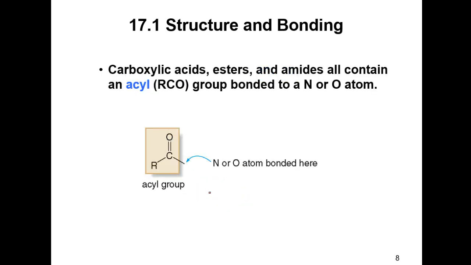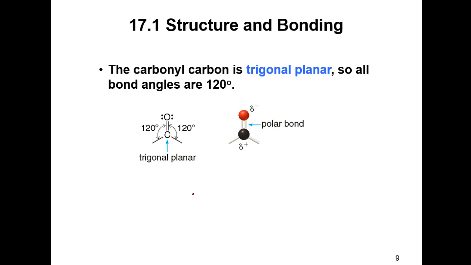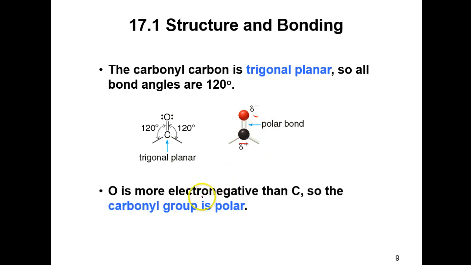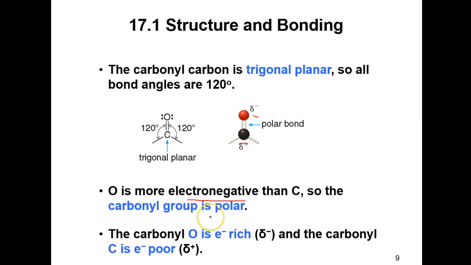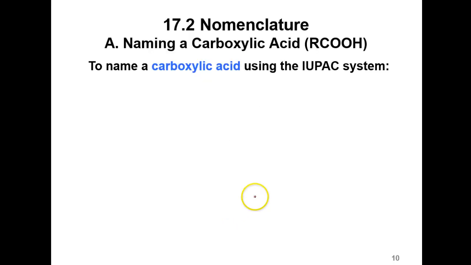These groups are called acyl groups. That's just a common name. An acyl group is any kind of carbonyl with an R group, and you can have pretty much anything attached to there, and it's considered an acyl group. As far as the geometry, it's 120 degrees, trigonal planar. Your bonds are polar with more of a positive charge on your carbon and more of a negative charge on oxygen, because oxygen is more electronegative than carbon. So your carbonyl is a relatively polar group because of the electron-rich oxygen and the electron-poor carbon. This is identical to what we saw when we looked at ketones and aldehydes.